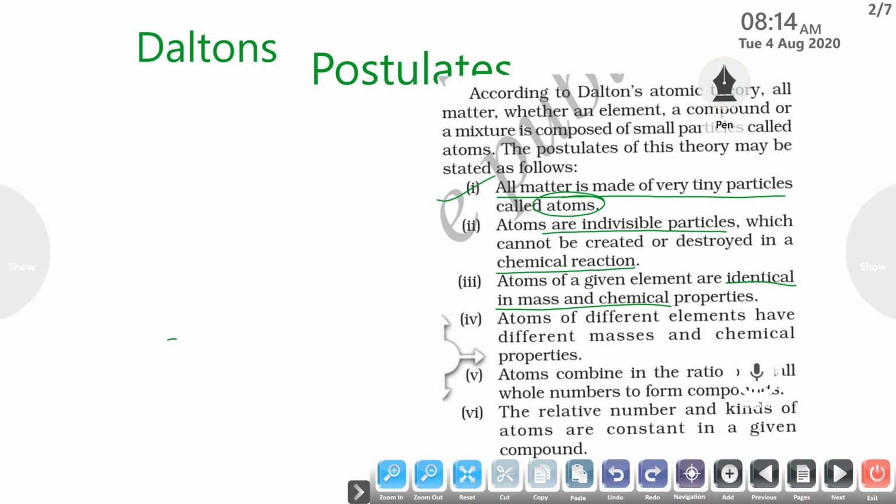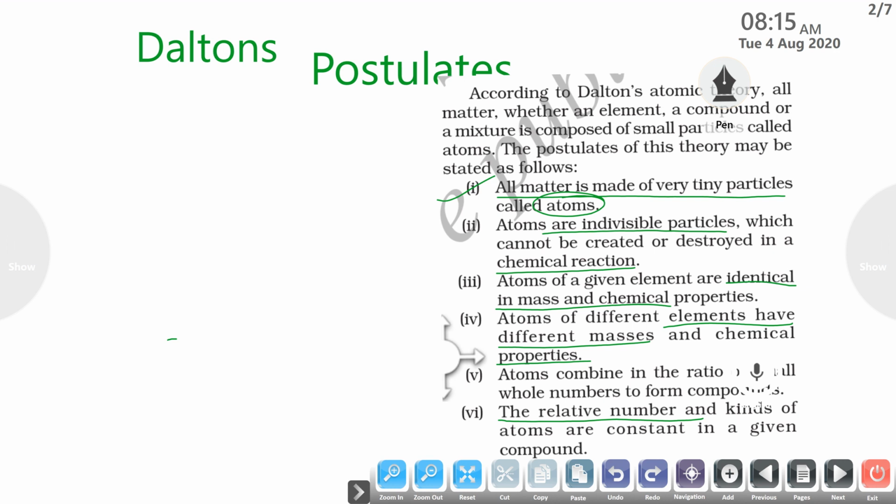Next, atoms of a given element are identical, they are unique, that means individual in their mass and chemical properties. So, atoms of different elements have different masses and different chemical properties. Next, atoms combine in the ratio of whole numbers to form compounds. The last one, the relative number and kinds of atoms are constant in a given compound. So, these are all the postulates we discussed in the earlier class.